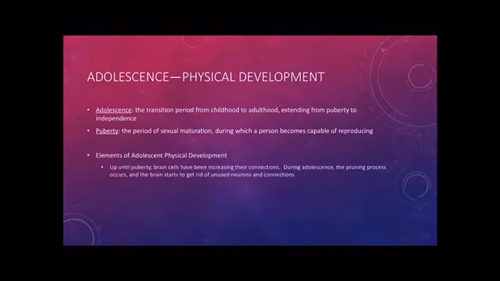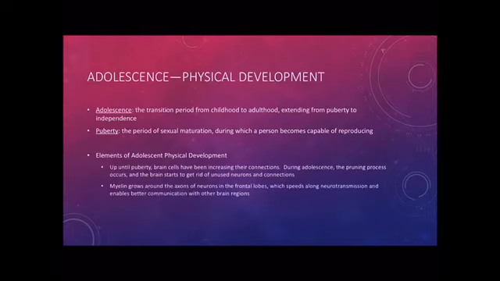When it comes to adolescent physical development, up until puberty, the brain cells have been increasing in their connections, and then during adolescence, the pruning process occurs. This is why, like I said, learning a second language is so hard after a certain point. This is that point, because the pruning process comes along and your brain just snips off all of those unused neurons and connections between them. So brain cells increase all the way up to adolescence, and then in adolescence, we prune away those unused connections, cut them away.